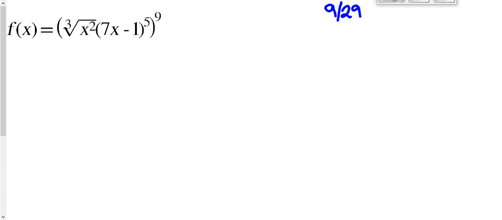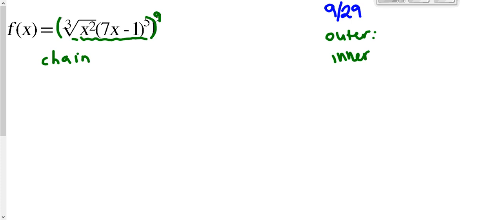We need to identify the rules that we're going to use to take the derivative of this function. We're going to use the chain rule because we have an outer function of 9 and we have all of this on the inside. So we're going to identify an outer and an inner function. When we look at the inside, we have 2 functions. They're not plugged into each other, but they are multiplied. So we are going to end up using the product rule.